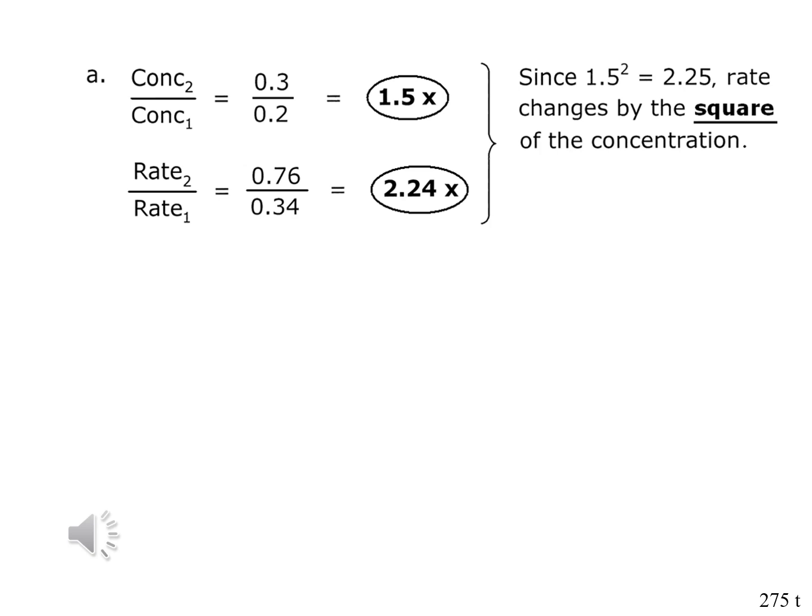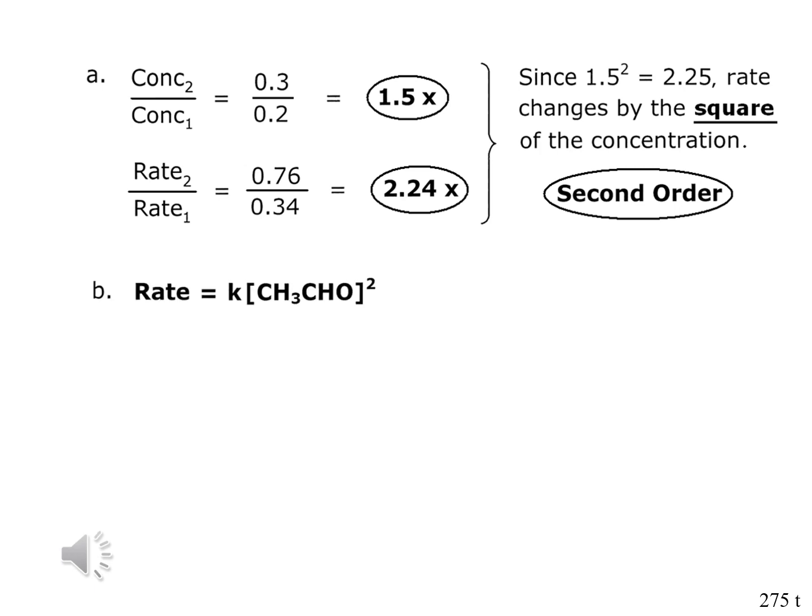If you divide each concentration by the other, and the same with the 2 rates, you end up with numbers that are not equal. That means the reaction is probably second order, but you can verify that by seeing that the ratio of the concentrations, 1.5 squared, actually equals the ratio of the rates. This kind of behavior is characteristic of second-order kinetics. So when you write the rate law, you will square the concentration of the original substance.